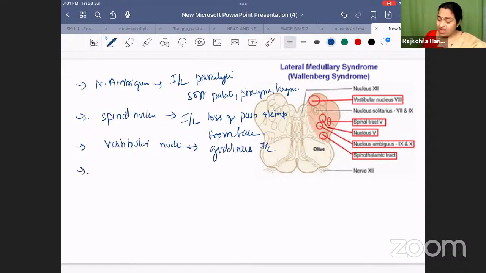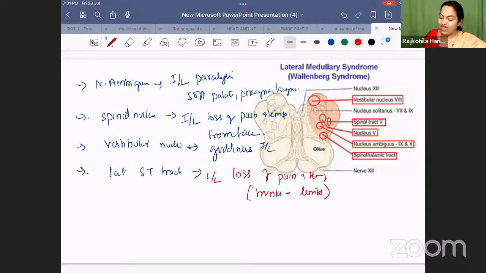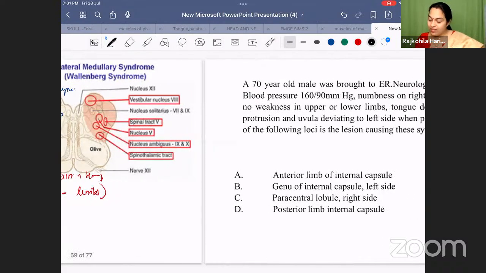And then any tract? The lateral spinothalamic tract. As we saw, contralateral loss of pain and temperature from which part of the body? From the trunk and limbs. The face is the spinal nucleus of the trigeminal nerve. And lastly, the inferior cerebellar peduncle leading to ataxia. Wallenberg syndrome is very frequently asked. You should know the artery involved, the components present in the posterolateral zone, and the features of its lesion.